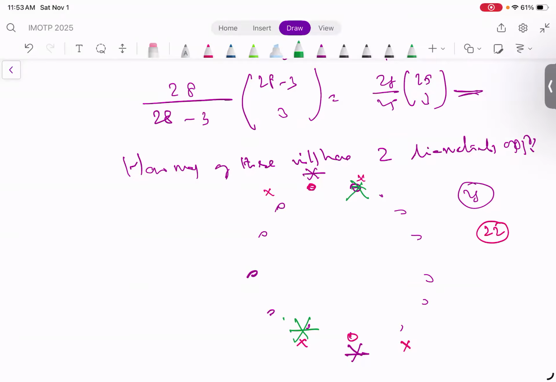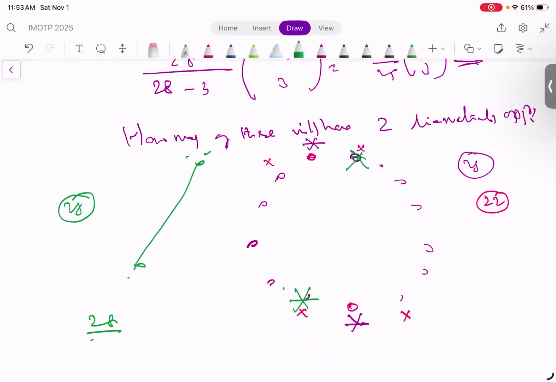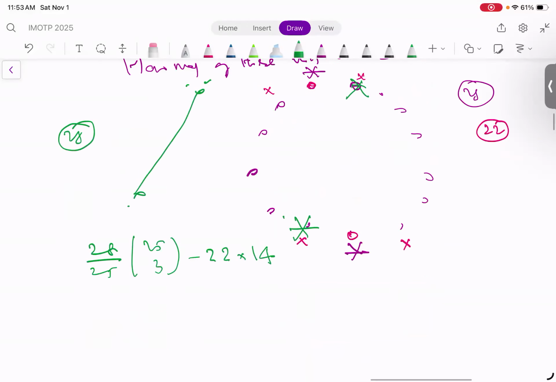So how many such diameters are there for 28? 14. Note that actually there are 28 diameters, but this diameter will be chosen once here and once here, so I have to choose only 14 diameters. So the answer is 28 by 25 into 25 C3. How many do I have to subtract? Each diameter gives 22, into 14. 14 I have to subtract.